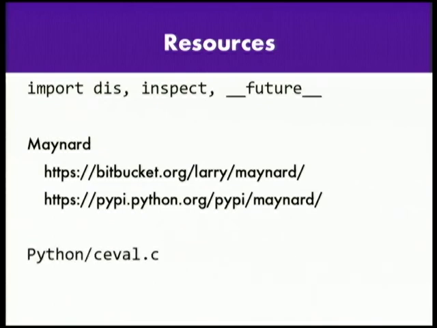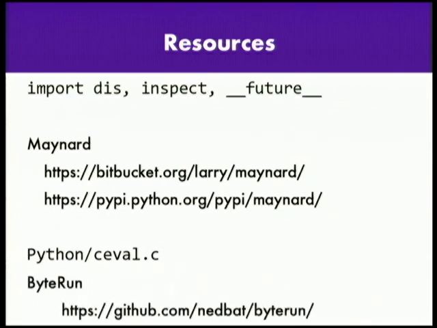And finally, if you want to understand what the bytecodes themselves do, the best resource is, of course, the Python source code, because that's the canonical location of it. But if you don't understand C, my pal Ned Batchelder right there has been writing a pure Python VM for a while called byterun, and you can download it there.